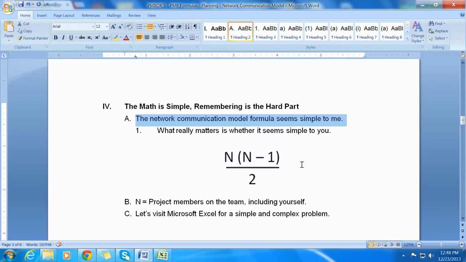So returning to the formula that you need to know that you probably have never seen in the PMBOK book, and maybe, just maybe, heard from an instructor: n times n minus 1, divided by 2. Well, to help you out, n is equal to the project members on the team. If you have a four-person team and you are the fourth person, that means that n equals 4.